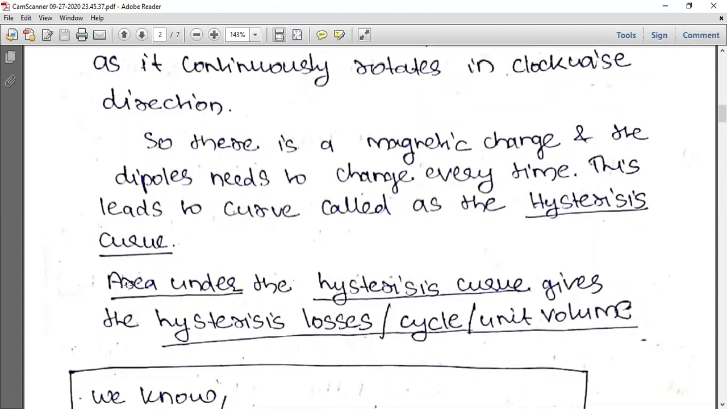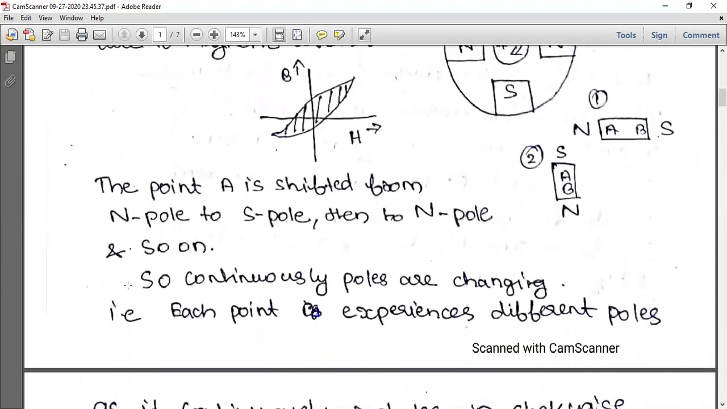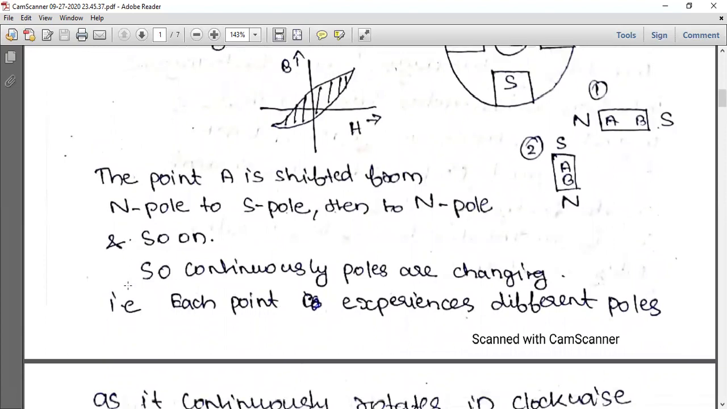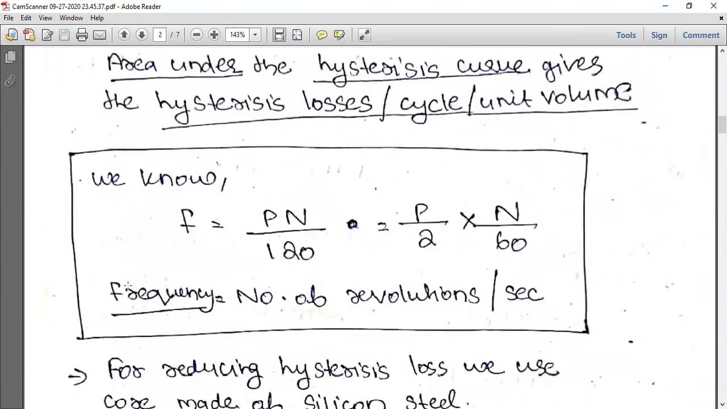So the hysteresis curve is a BH curve. Just draw this diagram and the BH curve, just understand. More things are not needed in your syllabus. Just understand the basic thing only: what is hysteresis loss? Okay. Then actually this thing you should keep in mind.